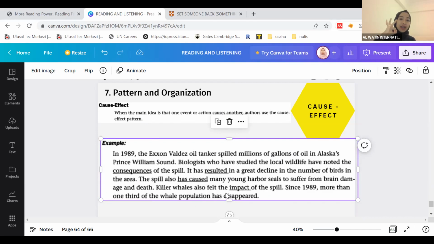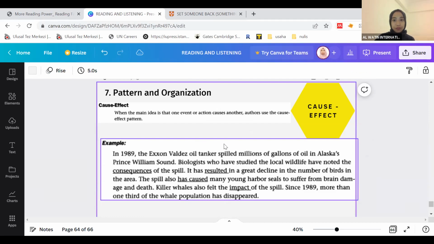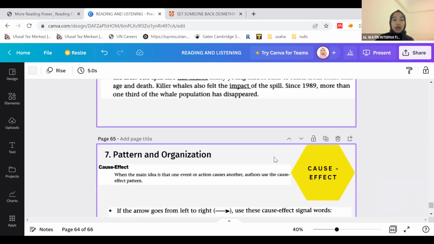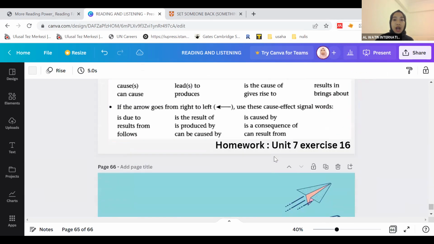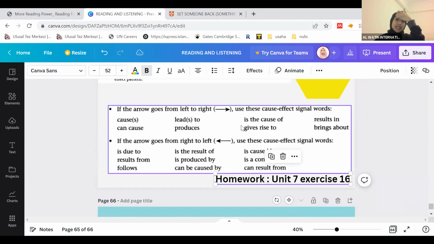So there are three results from this happening, from the spilled oil that fell down to the sea. When it happened, there are three results. So yes, this is the fourth pattern of paragraph, cause and effect. Remember, for cause and effect, I will give you homework. Unit 7, exercise 16.